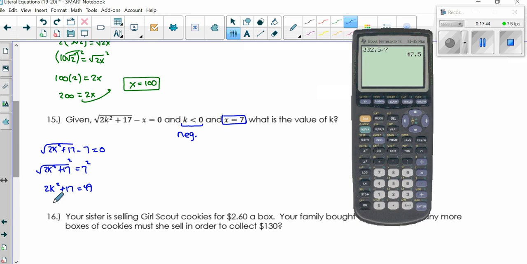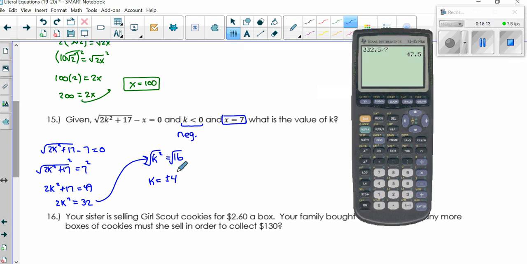Okay, so I'm going to move the 17 first. That's going to give us 2k squared. If I subtract 17 from both sides, I get 32. I'm going to divide both sides by 2. That's going to give me k squared equals 16. I'm going to take the square root of both sides. And when I take the square root of both sides, I get k equals plus or minus 4.